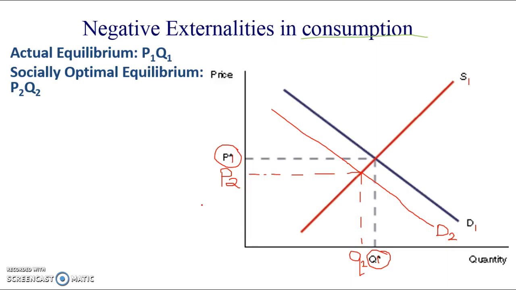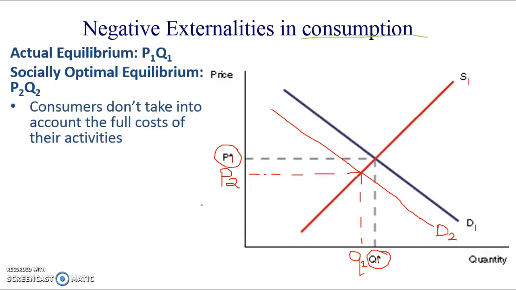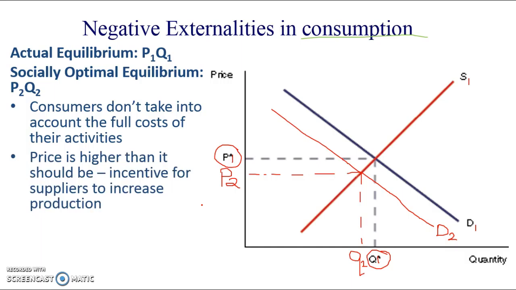So here's the rundown of what's happening. Consumers don't take into account the full cost of their activities. This means that the price is higher than it should be, and we know that the price being higher, because we're going to see a movement along the supply curve. So I'll just change the colour of my pen so we can see more clearly. The equilibrium should be here, but it's actually here, and so we can see that when the price is higher, there's an incentive for consumers to increase their production. So we see this extension again of the supply there.